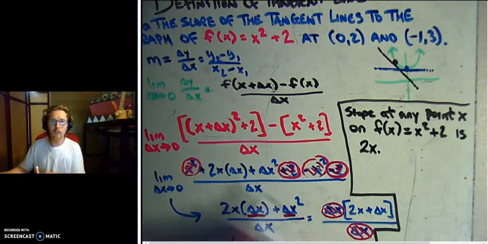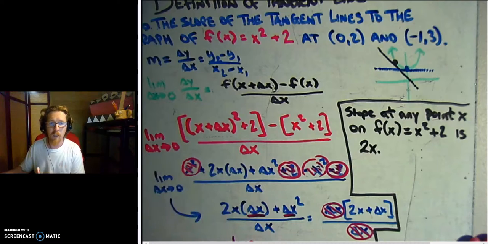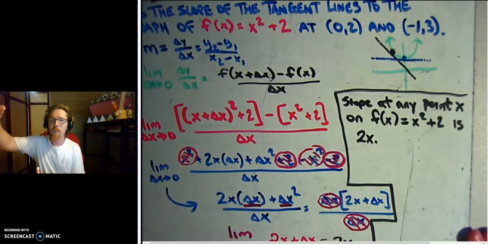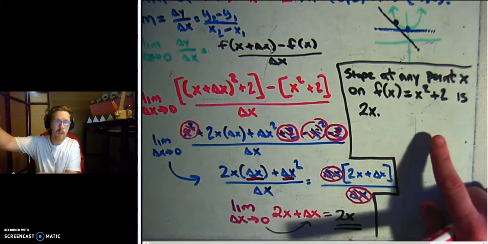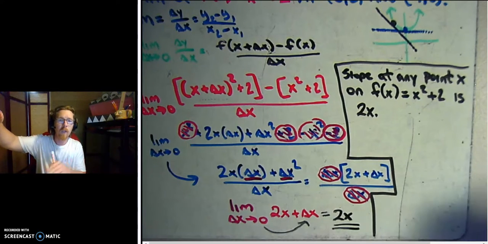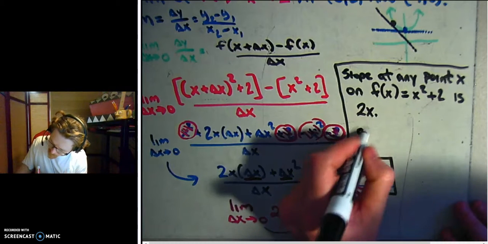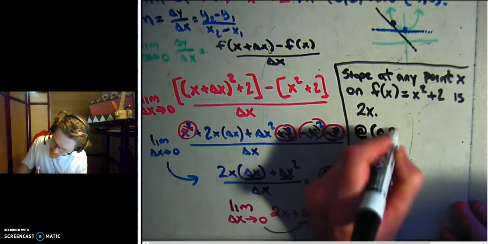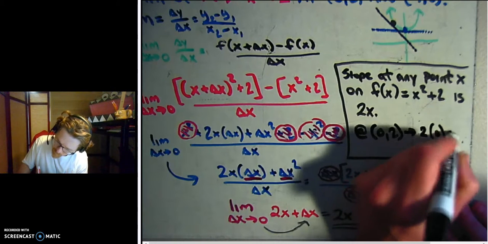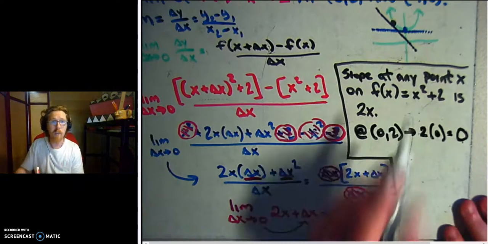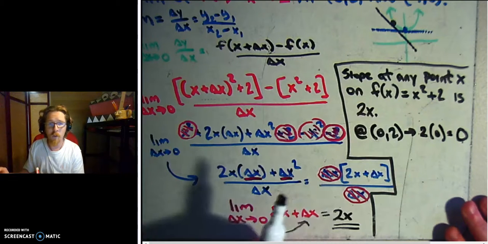So by using this definition of the slope of the tangent line, and breaking down my problem, it turns out that given the function x squared plus 2, the slope at any point on that curve is going to be 2x. And so if I want to know the slope of the tangent line at 0, 2, that's going to be 2 times 0, which is 0. And that checks out because the tangent line at that vertex is a horizontal line.